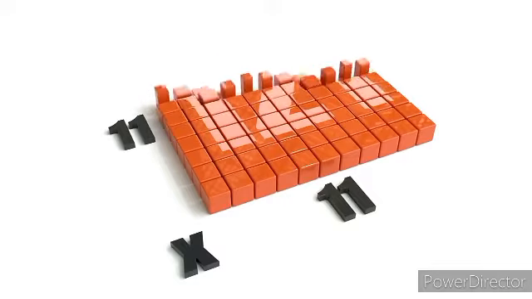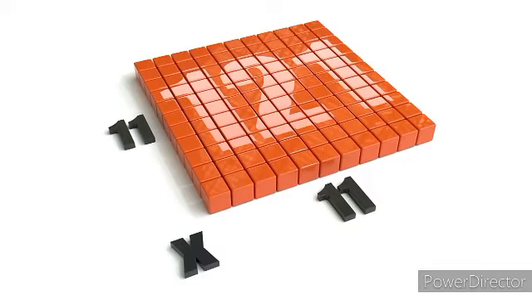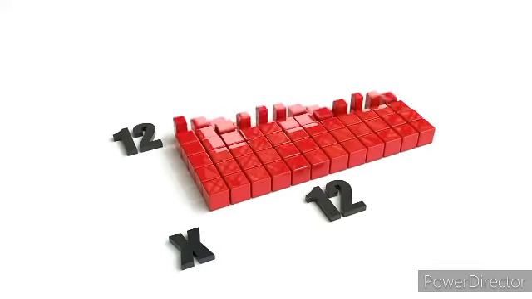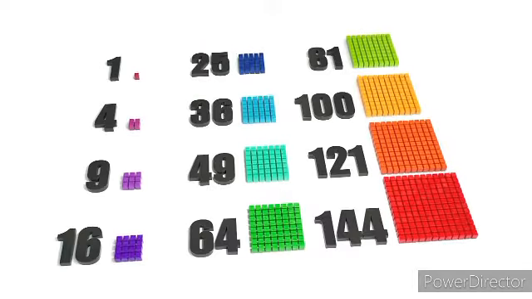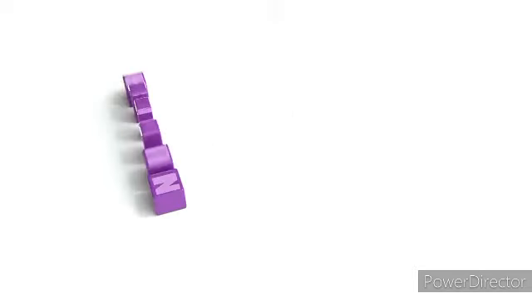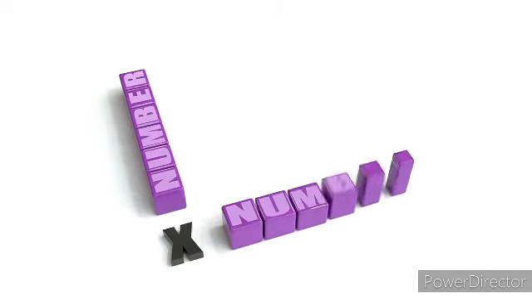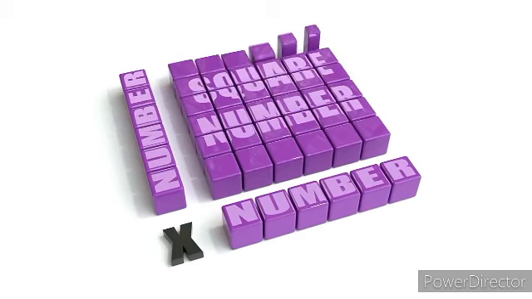11 times 11 is 121. 12 times 12 is 144. We are square numbers. Multiply a number by itself, you get a square number.